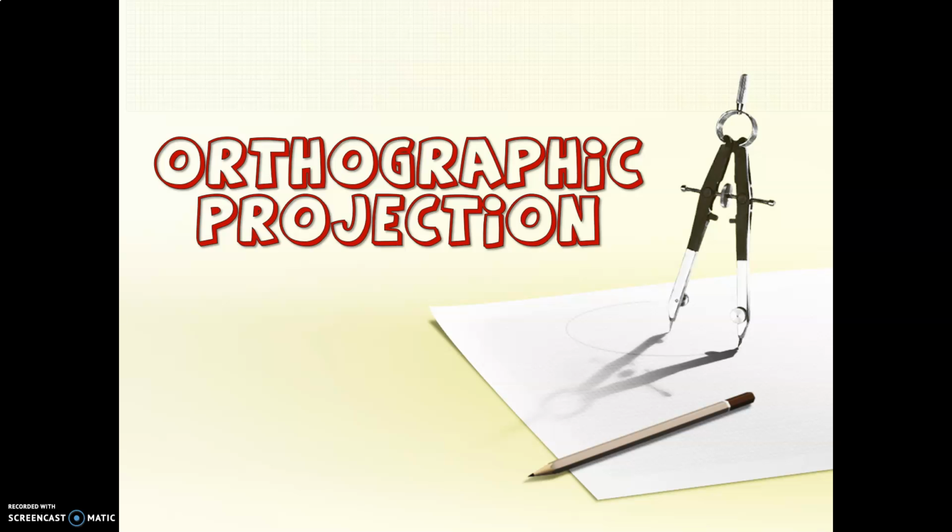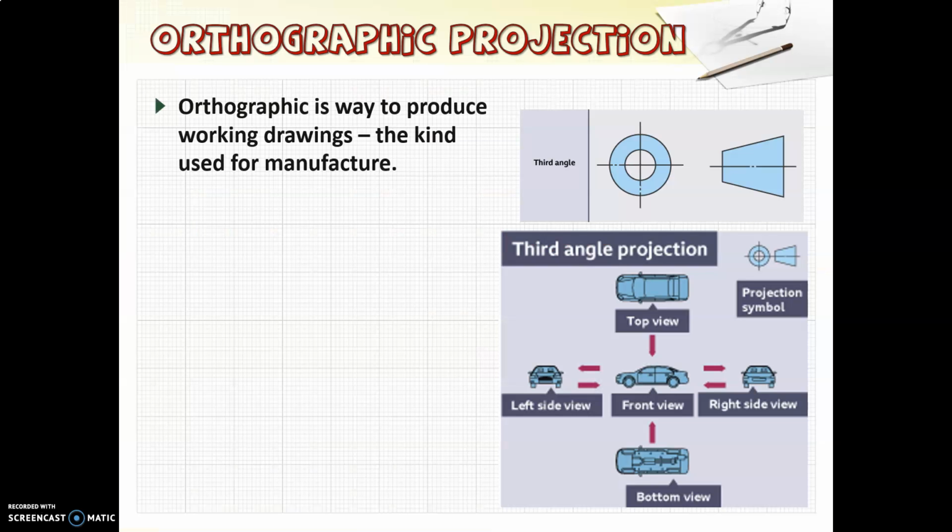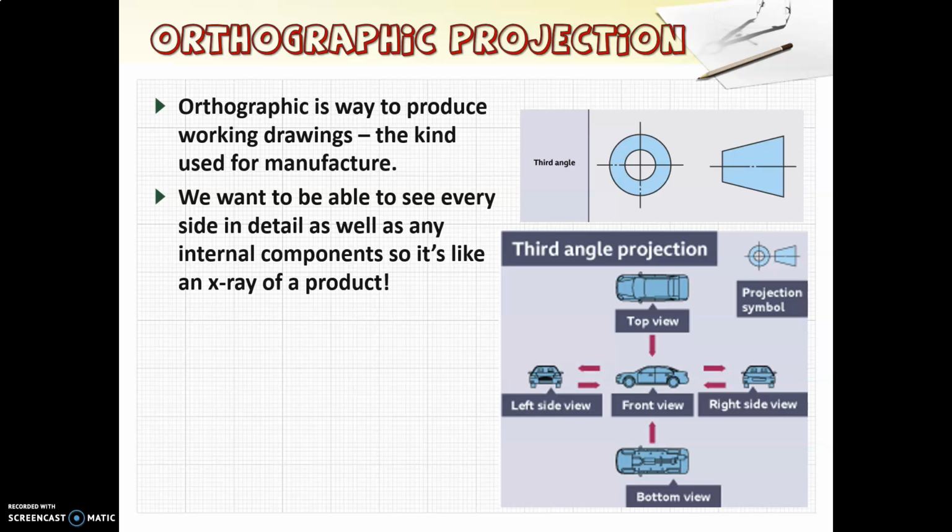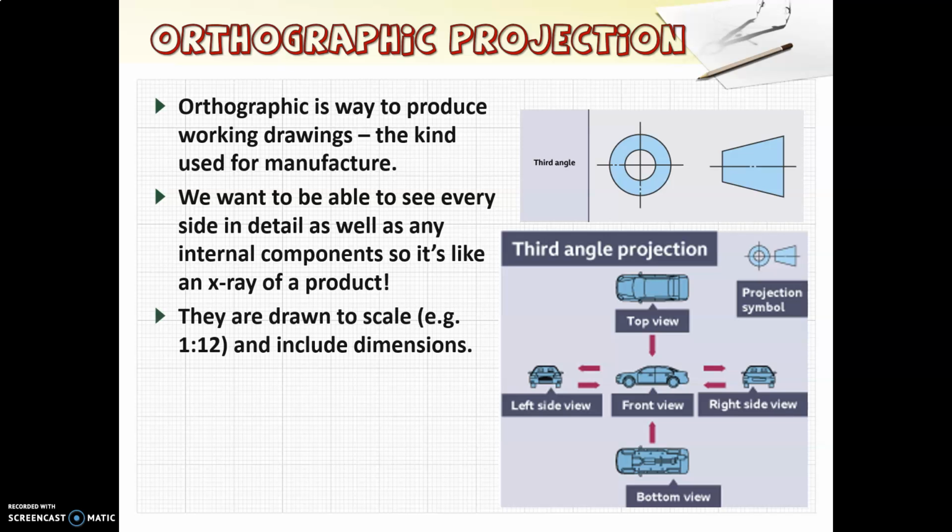And on to orthographic. So this is a different way of producing working drawings. So these are the ones that tend to be given to manufacturers by designers. It's to show every side in detail and internal components. It's basically like an X-ray of the product. So they are drawn to scale, such as 1 to 12 or 1 to 2 or 1 to 6. So you'll scale it down potentially, or it could be 1 to 1 if it's the same size.